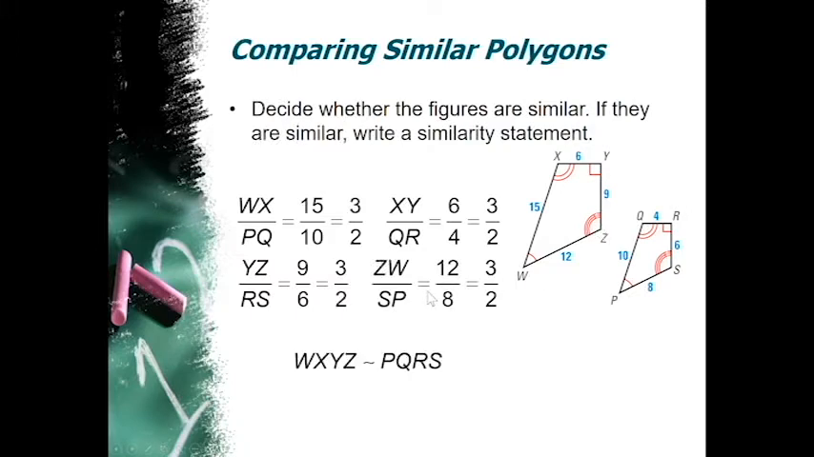So we would go ahead and write ourselves a similarity statement. Notice as we write the similarity statement, it is very similar to how we write our congruent statement. Angle W is the same as angle P. Angle X is the same as angle Q. Angle X is second, Q is second. Angle Y corresponds with angle R. Angle Z corresponds with angle S. So we have to make sure all the corresponding parts are visible within our similarity statement.